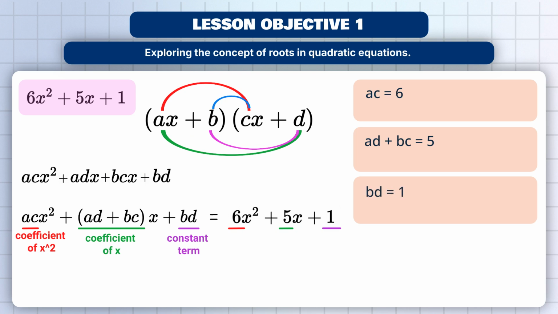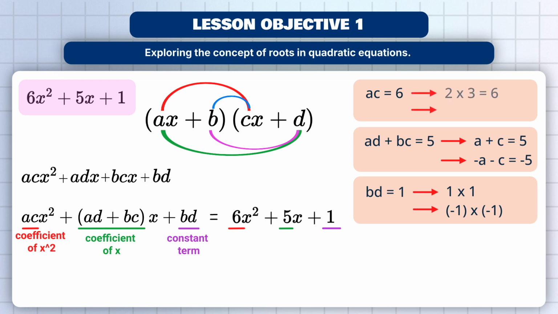Since we aren't dealing with fractions, b and d must both be 1 or both be minus 1. When we substitute these values for b and d, our equations reduce to ac equals 6, and a plus c equals 5, or a plus c equals minus 5. Next, we find the factors of 6 that add up to 5. 6 equals 2 times 3, or minus 2 times minus 3. Therefore, a and c must be 2 and 3 or minus 2 and minus 3, depending on our choice of b and d.